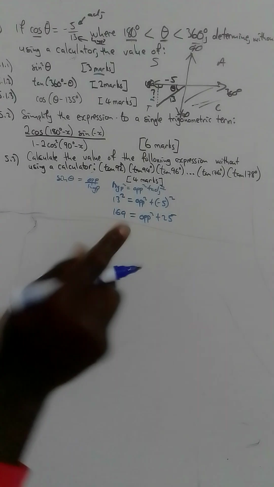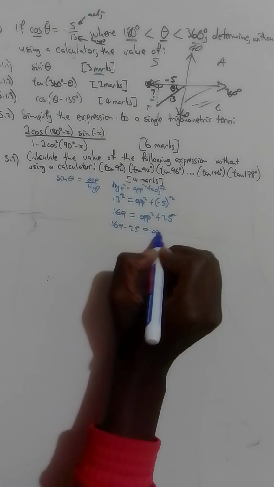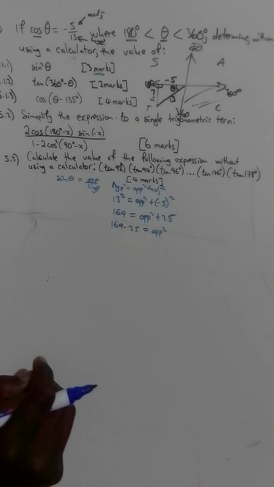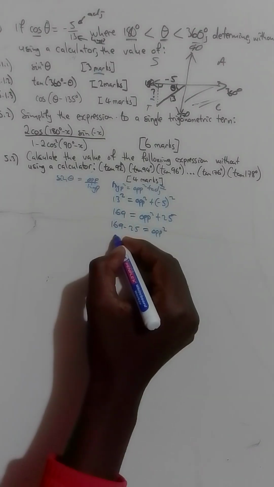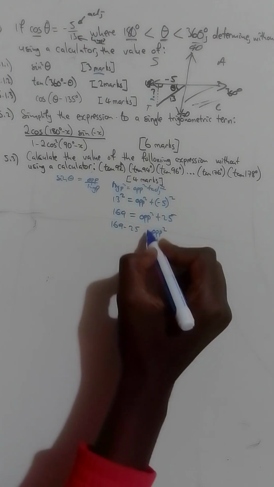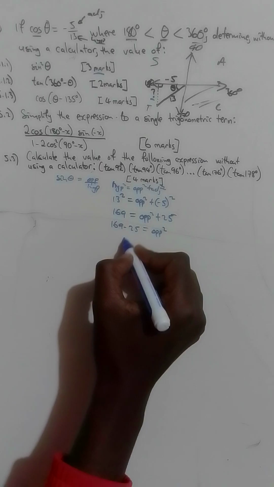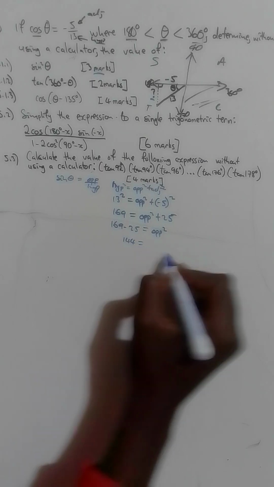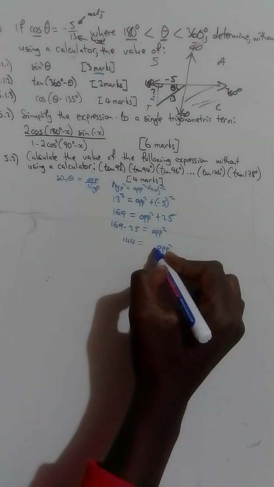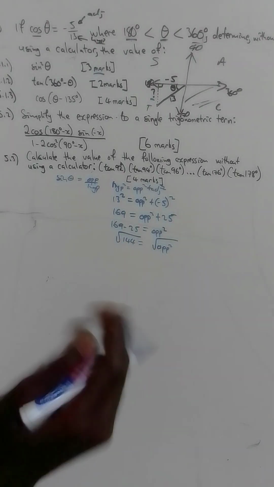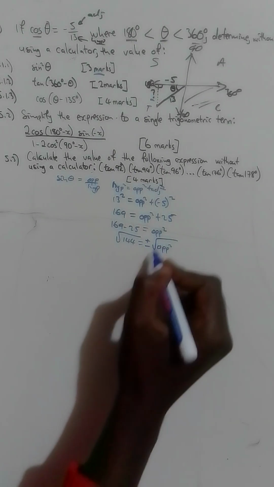We're going to transpose the 25. It becomes 169 minus 25, which is equal to opposite squared. Now at this point in time, we are looking for the opposite. Now we come here and we say 169 minus 25 is 144. So we say 144 is equal to opposite squared. But we are looking for the opposite, so we must square root both sides. Now that we have square rooted, what is the thing which is left? We must write it's either a positive or a minus.